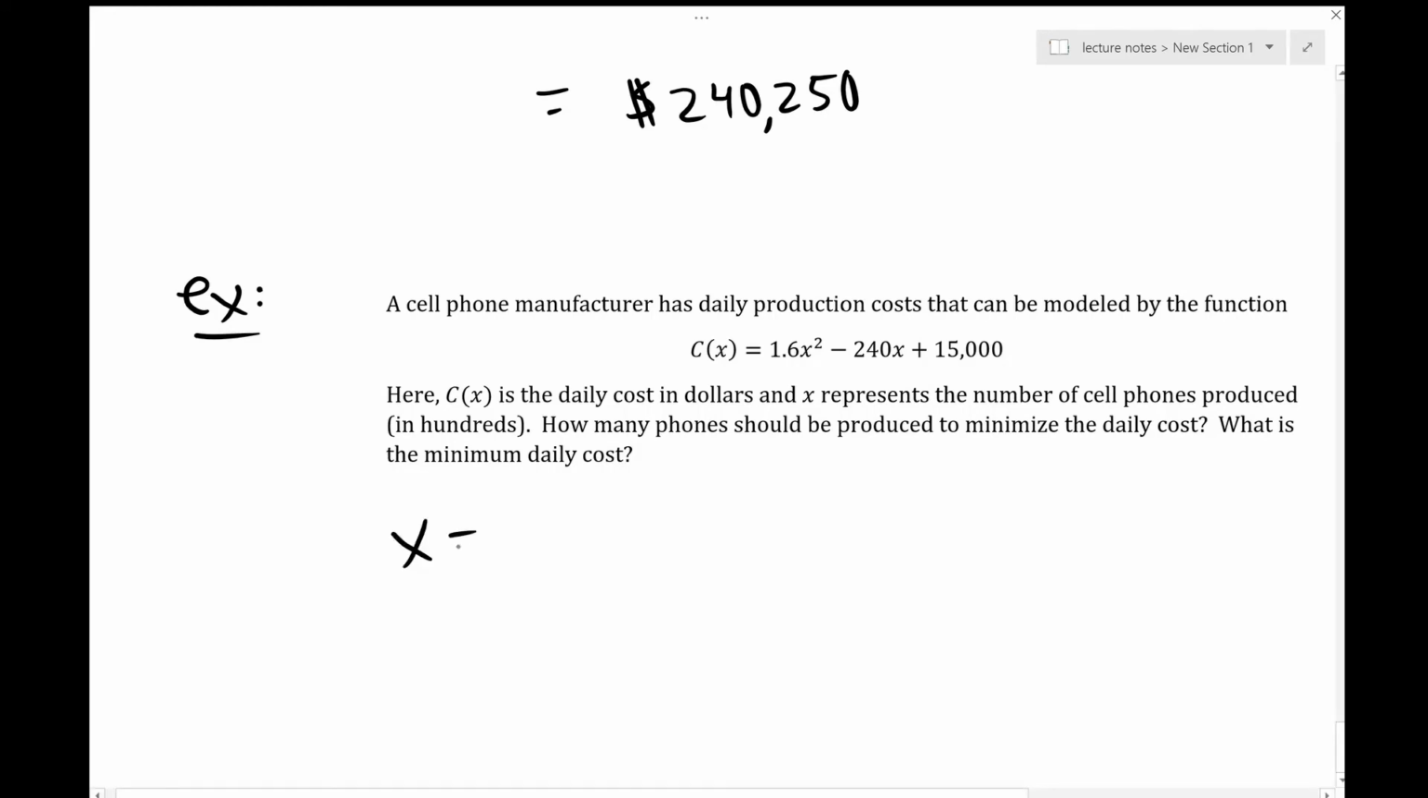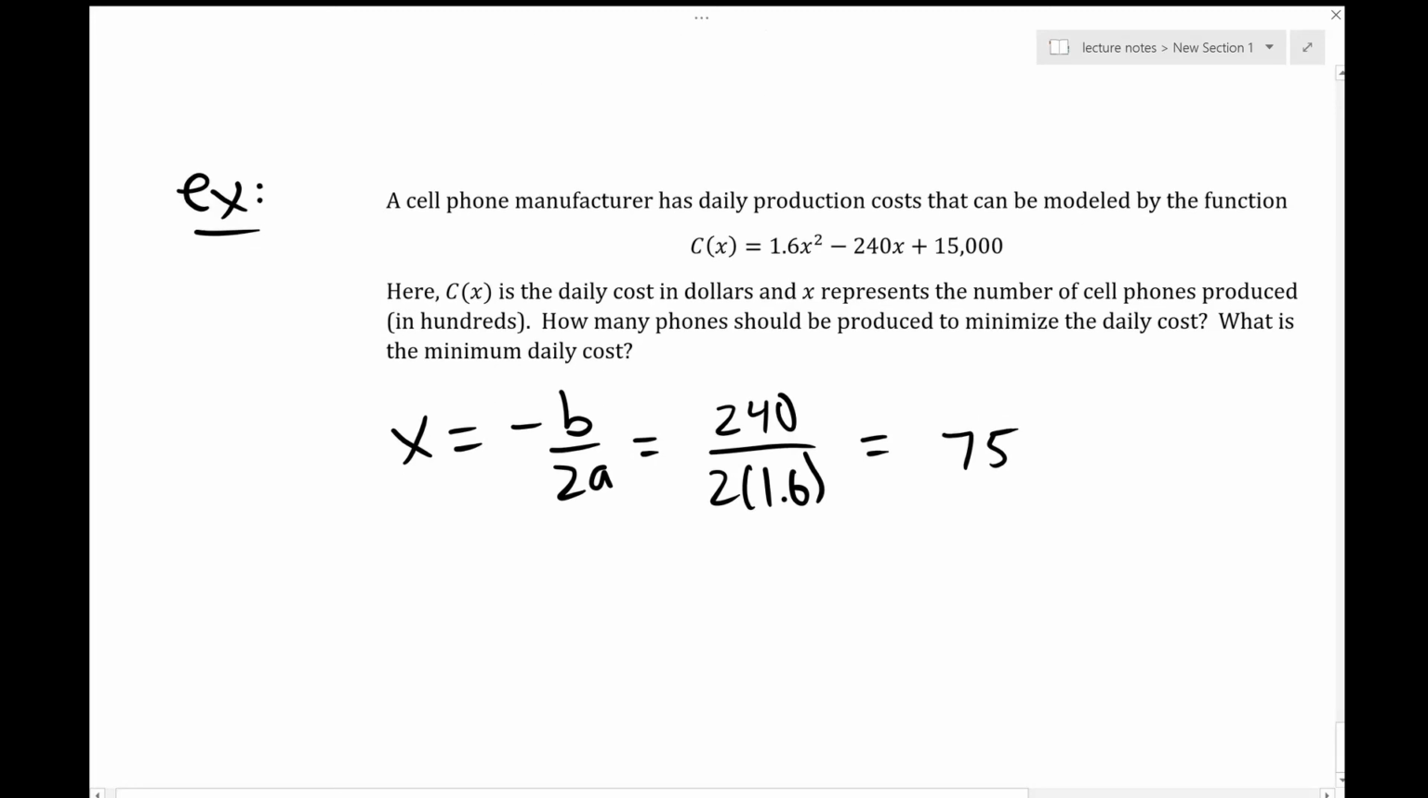Let's go ahead and plug our numbers into the formula. x equals -b/2a. In this case, that would become positive 240 over 2 times 1.6. Going ahead and dividing this, we should end up getting 75. Notice that what this means is that this represents 7,500 cell phones. That's how many are actually being produced here. Again, the x value is represented in hundreds, so we're talking about 7,500 cell phones, not just 75.